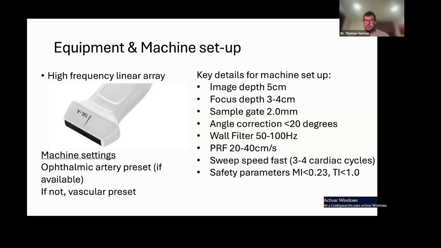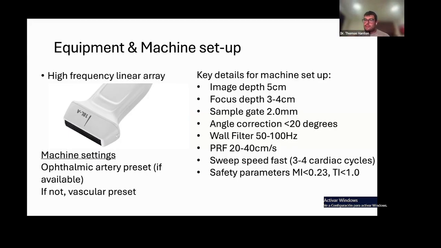If you do have an ophthalmic artery preset on your machine, it makes it a lot easier. But most machines will just have a vascular preset, and then you may have to adjust some of the details within your machine settings. For example, making sure your depth is optimized. We've already had mentions of how to make sure your images are very high quality. Having a relatively short image depth means that the quality of those images of the ophthalmic artery will be improved. And then making sure that focus is around where the ophthalmic artery sits, at about 3 to 4 centimeters.